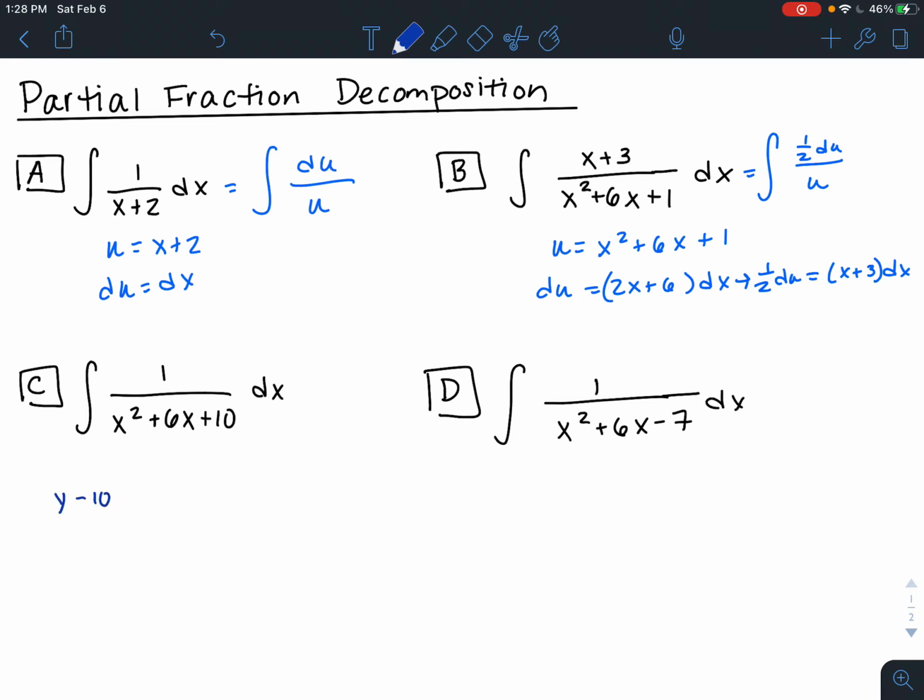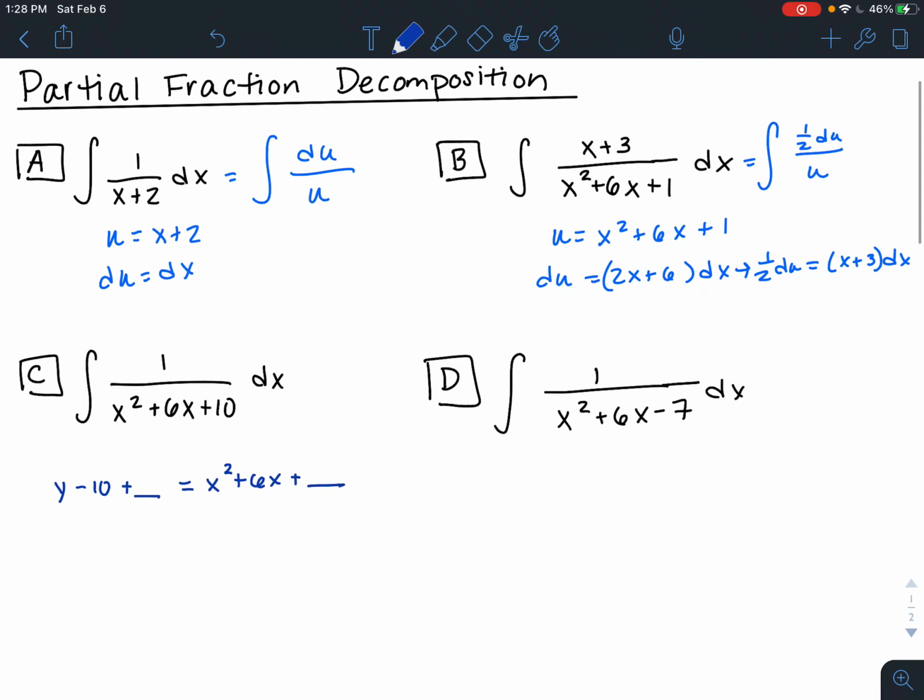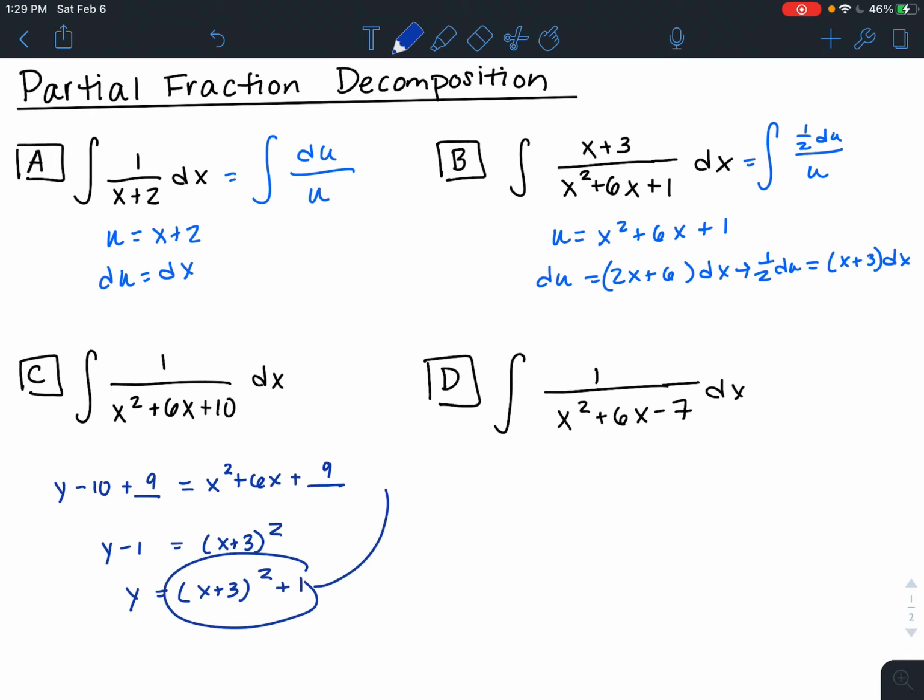So if I complete the square real fast, just going to skip some steps here just for demonstration purposes. I would add 9 to both sides because 6 over 2 squared is 3 squared. So that's y minus 1. If I substitute this into the denominator, that actually just becomes an arctan integral, because it's a variable squared plus a number that you can write as a square. 1 squared is 1, so that's going to be a basic arctan.